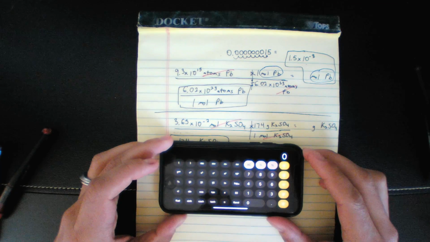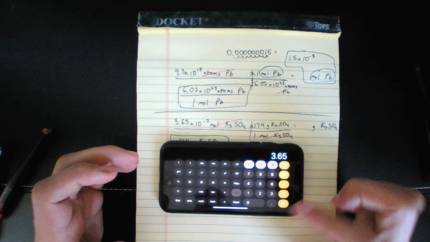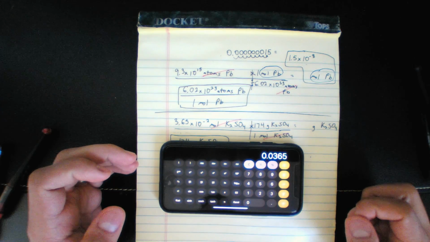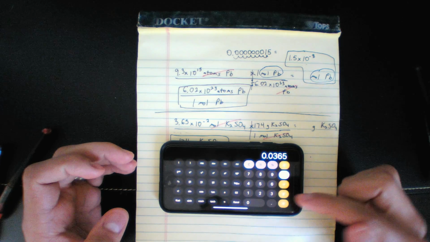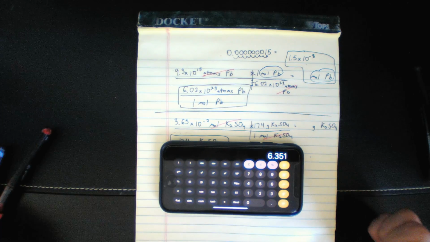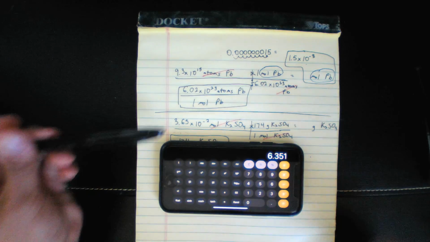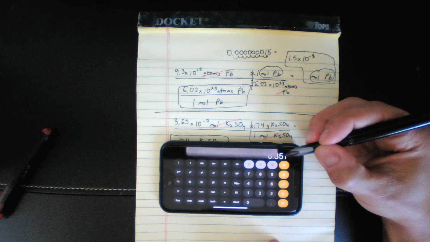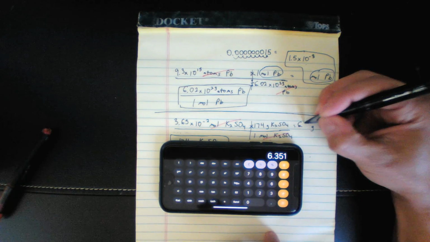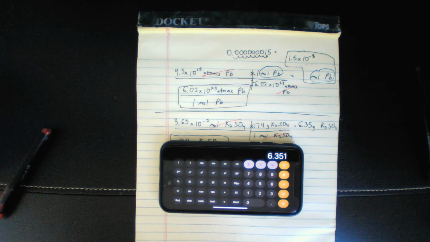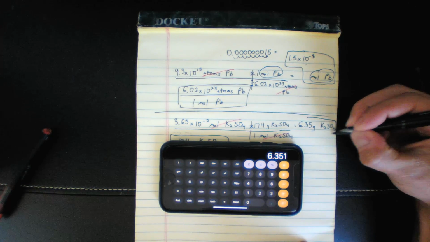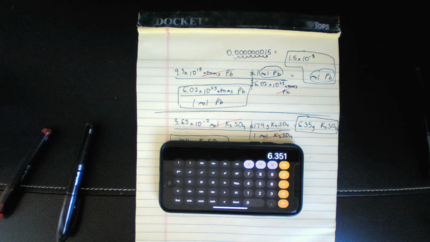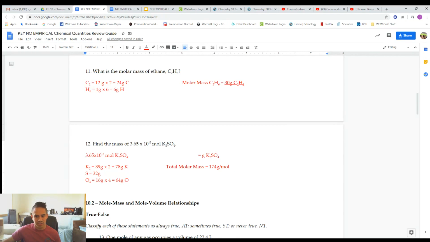Again, I will show this on my calculator here. So 3.65 double E negative 2 equals, okay, and the calculator will put it in regular notation, times 174 equals, we get 6.351. We are going to round this to 3 significant figures because of this 3.65 being 3 sig figs. So this would round to 6.35. And this would be how many grams of K2SO4 we are trying to calculate. Okay, so 6.35 grams of K2SO4. So let's go back to our sheet here. And 6.35 grams of K2SO4. That is our final answer.